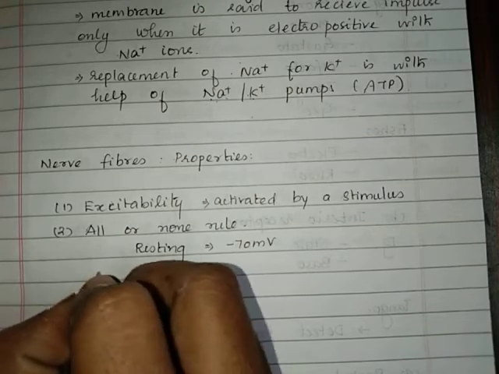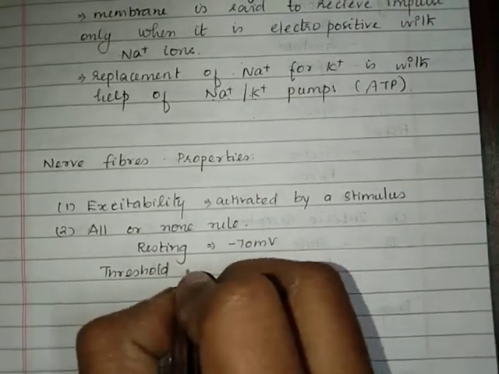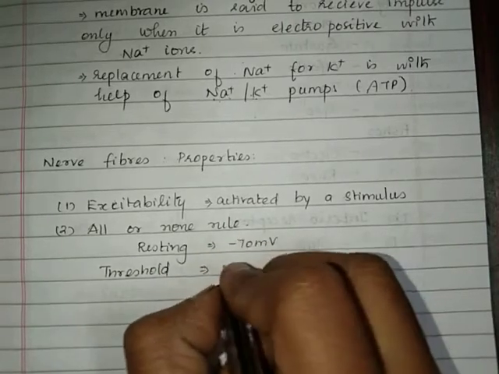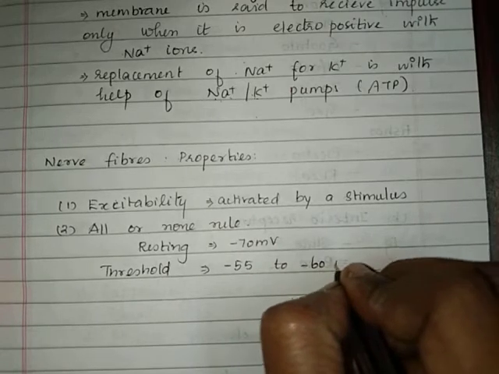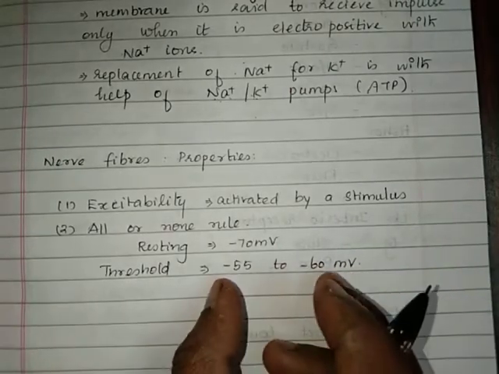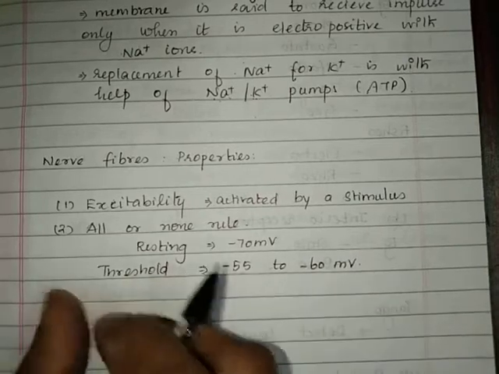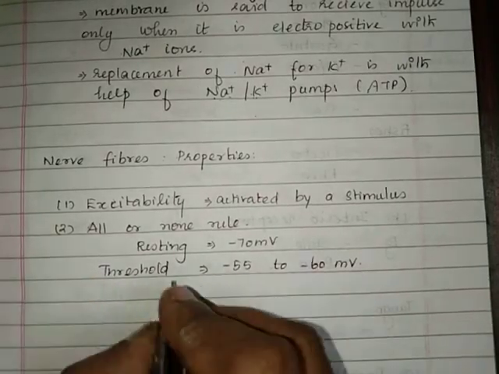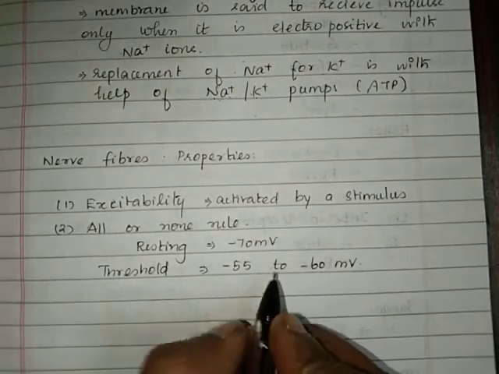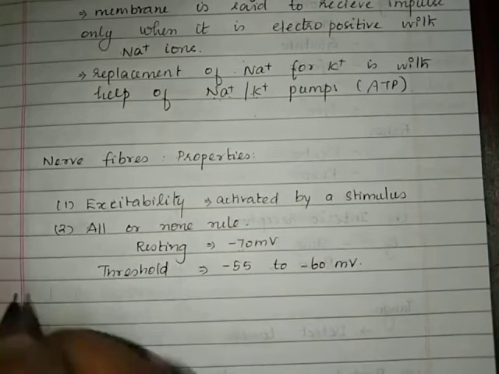Next, the threshold potential is between minus 55 to minus 60 millivolts. Again, it is only within this range. If it is minus 61 or minus 54, the threshold value is not reached, and it will not get activated. So the all or none rule means that if it is in this quantity it will be activated, otherwise it will not be activated.